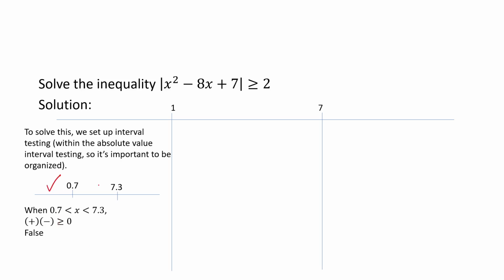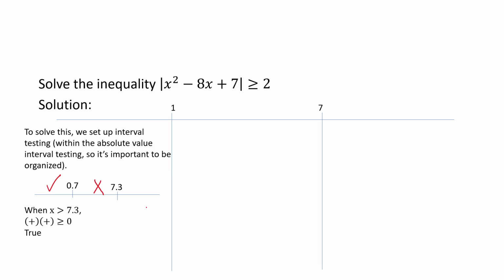Now, pick a number in between 0.7 and 7.3. You could let x equal 4. If you were to let x equal 4, remember we're testing x minus 0.7 times x minus 7.3 is greater than or equal to 0. If you let x equal 4, that's a false statement. Or if you prefer, just plug it into the quadratic inequality that we're testing within our leftmost interval here, and you would get a false statement. So we put an x there.